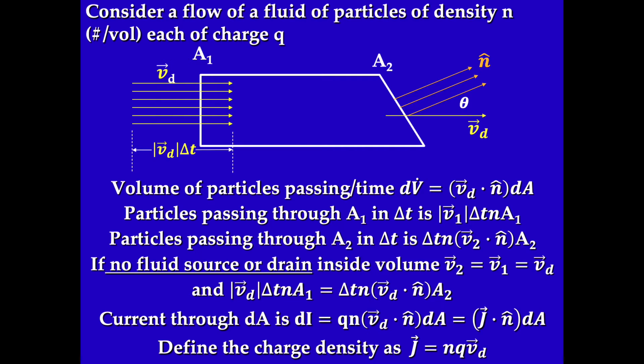Consider a volume where a fluid's passing through it, and it could be a fluid of charge, or it could be water flowing through that system. And using the same arguments as I did earlier when we talked about this, the volume of particles passing per unit time through an area, dA, is just v dot n dA. Okay, so where did I get that? So let me go up on the board.